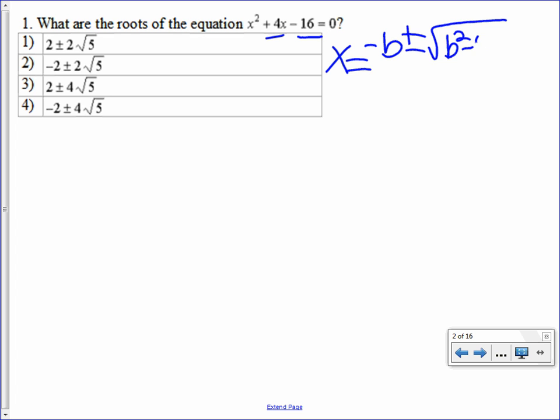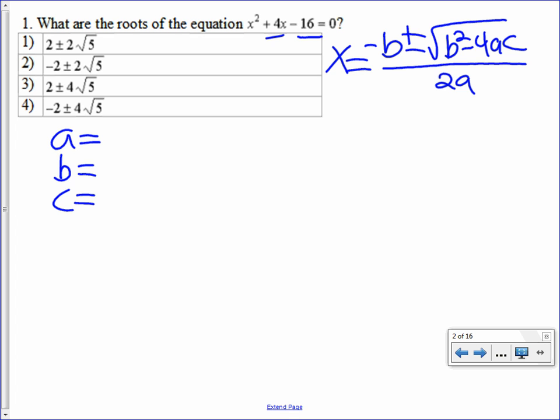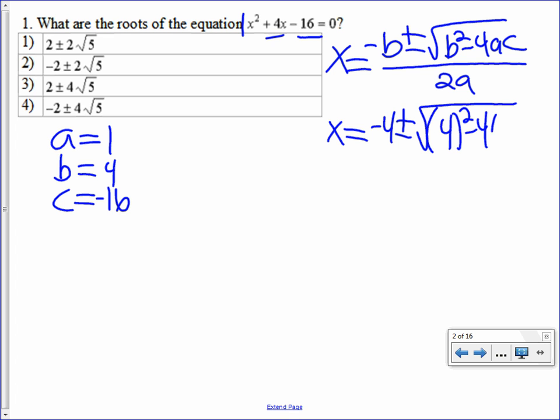This is on your reference sheet. We also have the song to help us remember this. When doing this, list your A, your B, and your C values. A is 1, B is 4, C is negative 16. So if B is 4, negative B is negative 4, plus or minus radical, B squared is 4 squared, minus 4 times A, which is 1, times C, negative 16, all over 2 times 1.